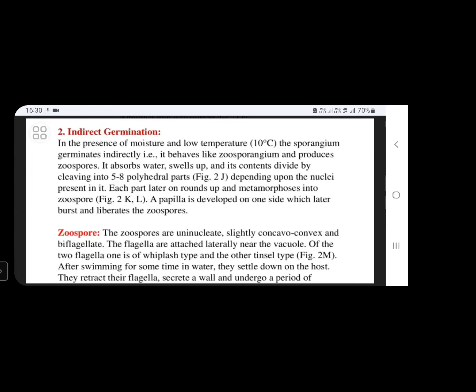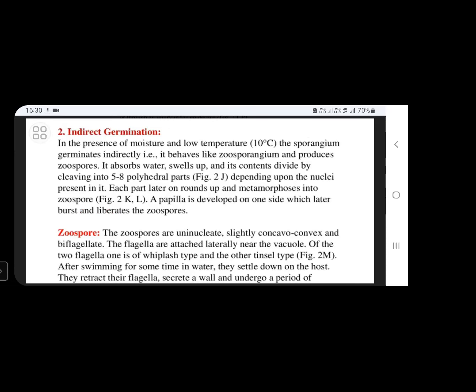In such kind of conditions, these conidia will germinate indirectly. In this indirect germination, what will happen? The protoplasm present in this conidium will be broken down into 5 to 10 pieces. Each piece develops into one zoospore. So here the protoplasm is divided into 5 to 10 nuclear parts, and each part further develops into one particular zoospore. So like that, indirect germination will take place.